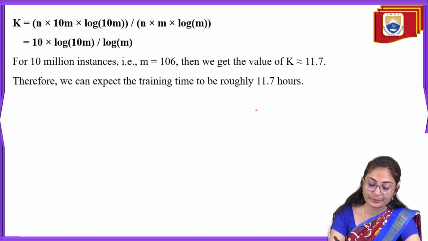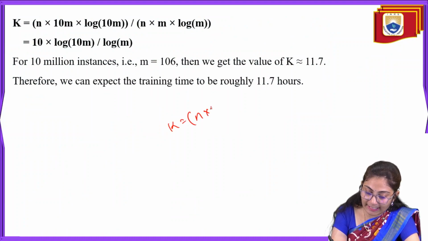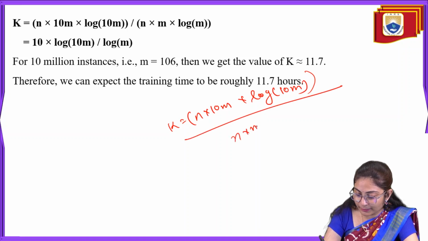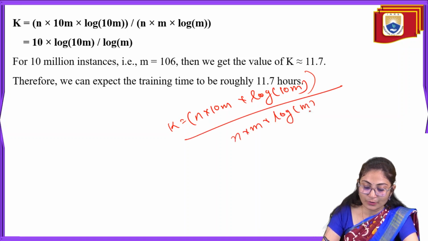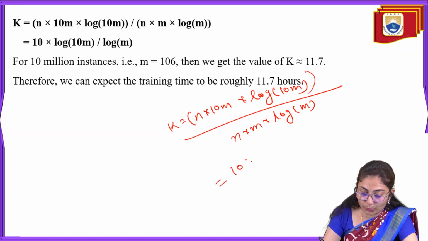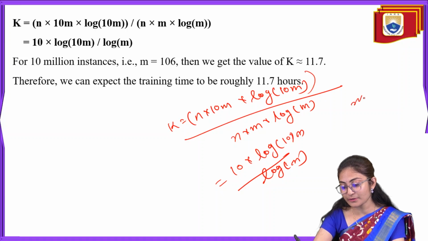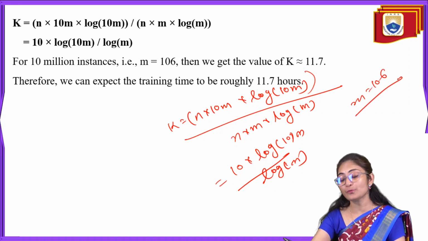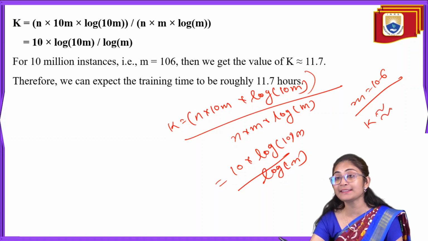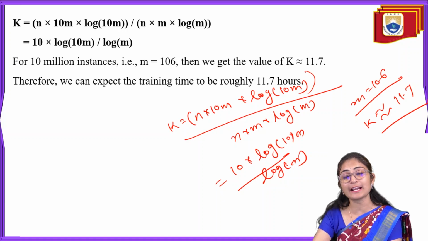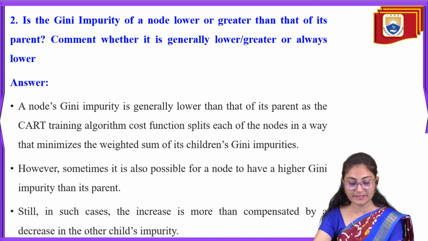Now k is equal to n × 10m × log of 10m, divided by n × m × log of m. So that is 10 × log of 10m, divided by log of m. Here m is equal to 10^6, and then we get the value of k, which is near about 11.7. So we can expect the training time to be roughly 11.7 hours.